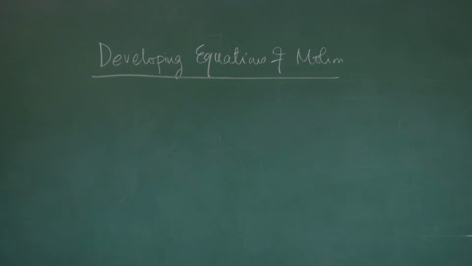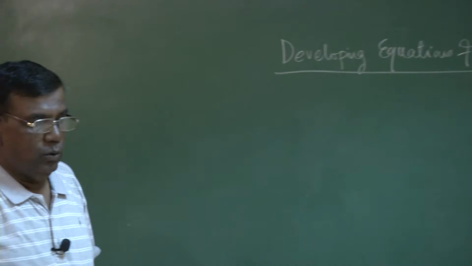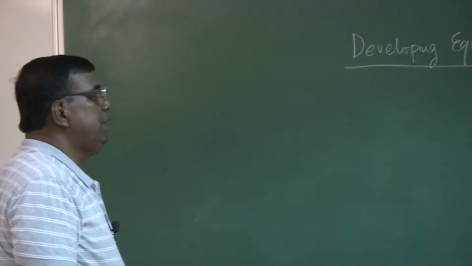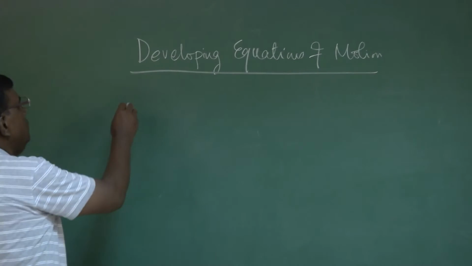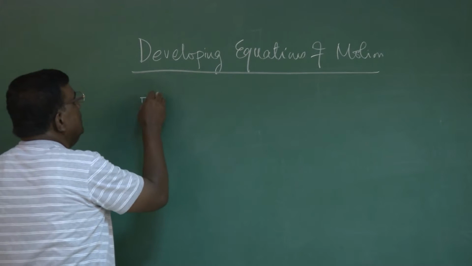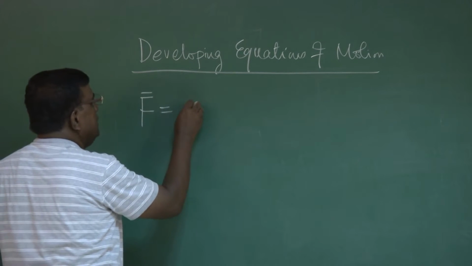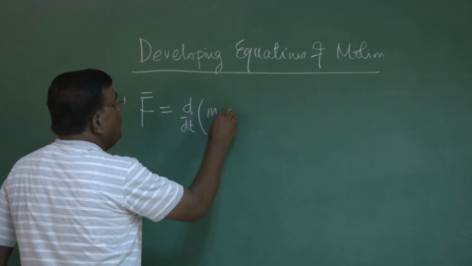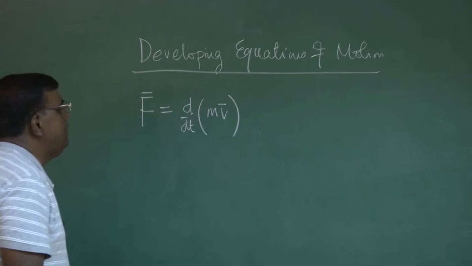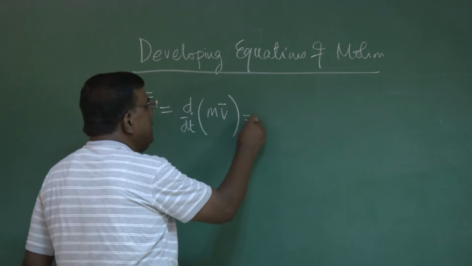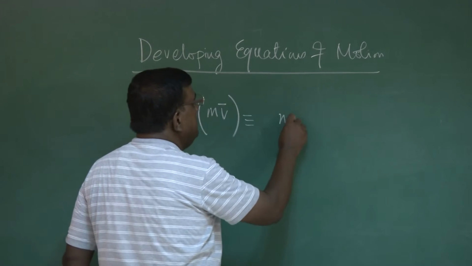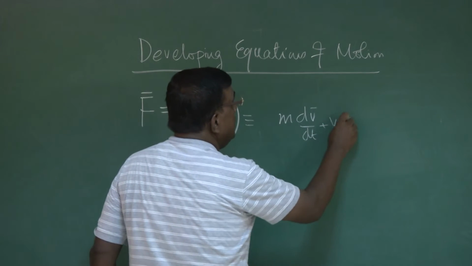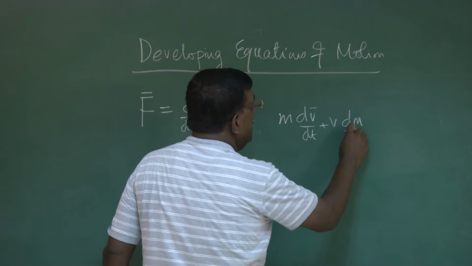Continuing our effort to develop equations of motion, we all agreed that we will follow Newton's laws of motion, where the external force is equated to the rate of change of linear momentum, d by dt. If I expand it, it is m dv by dt plus v dm by dt.